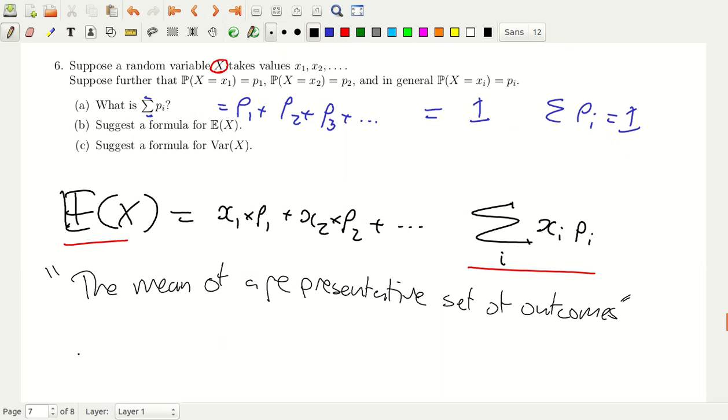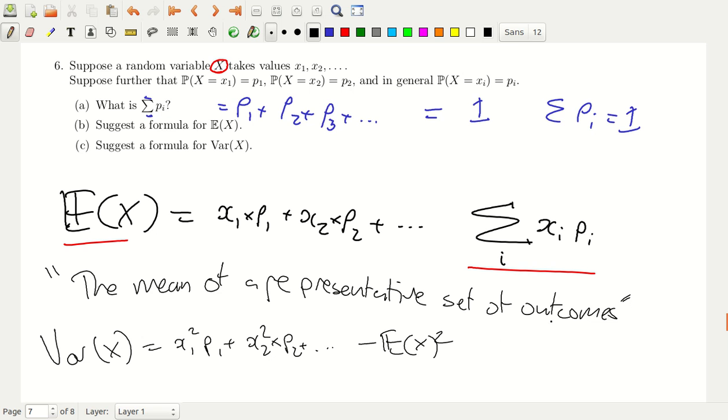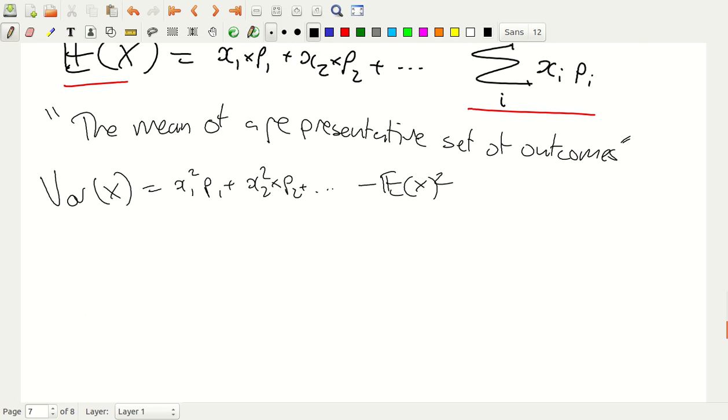If someone asks you, how do you calculate the variance of a random variable? The answer is you stick it into this formula. x1 squared times p1 plus x2 squared times p2 and so on, minus E of X all squared. And I'll write that using sigma notation as well. That's equal to sigma xi squared pi minus E of X all squared.